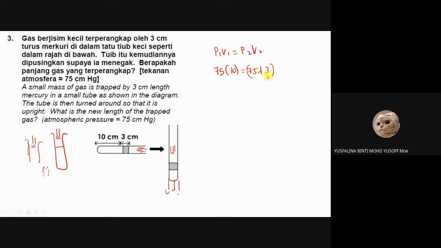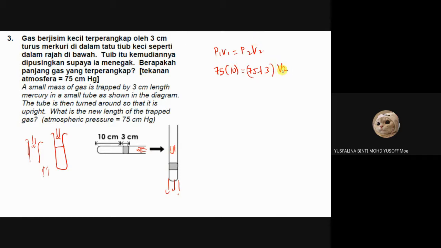There will be a force acting on the mercury here because of gravity. So it pulls it down. So 75 plus 3. 75 is from where? It's from atmospheric pressure, and the 3 comes from the mercury. So it acts on the mercury, so it will pull downward. So 75 plus 3. Okay, so that is the volume you need to find.